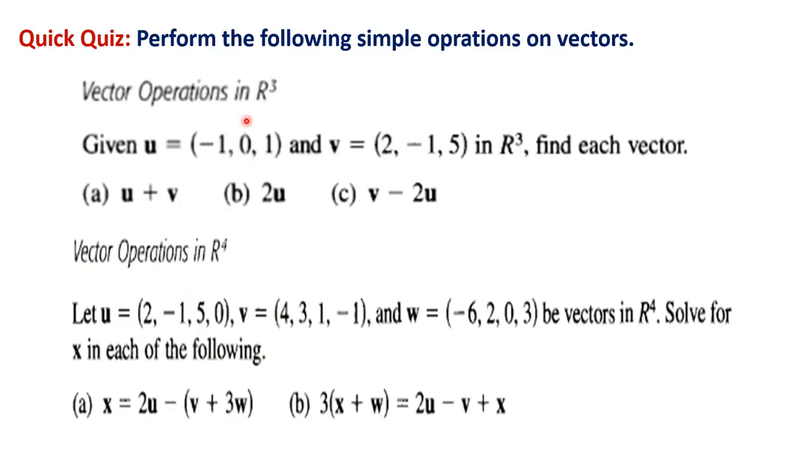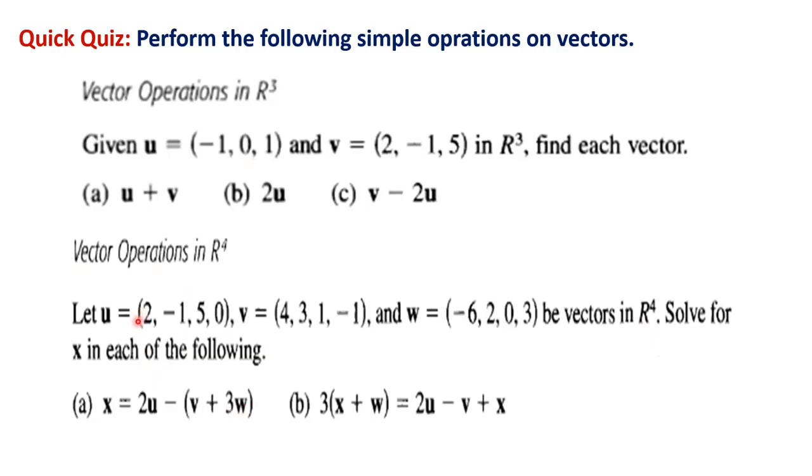Then another quick quiz is that we now have three vectors, and those three vectors are not three-dimensional vectors. They are now in four dimensions. So these are four-dimensional vectors, and we have to perform the following operations. The first operation is to find a new vector x, which is 2u minus v plus 3w.